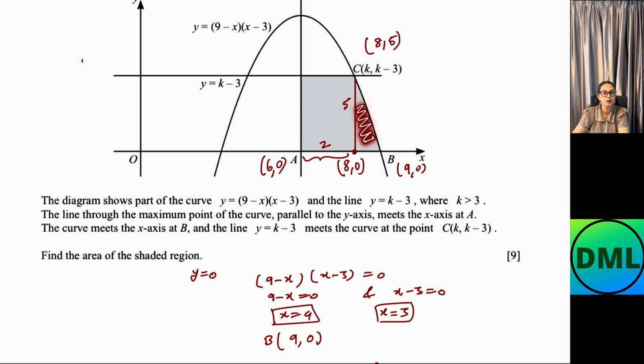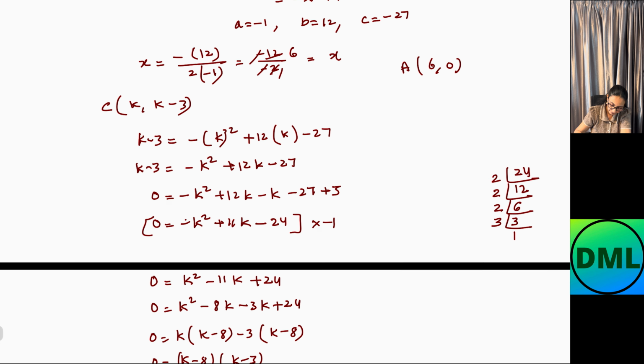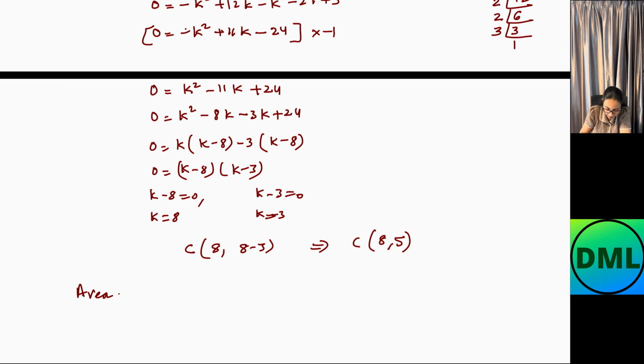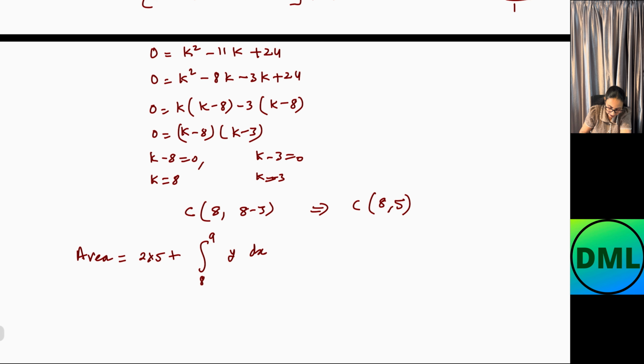That means I need to integrate my curve from 8 to 9. Let's integrate my curve from 8 to 9 here. Area will be written as 2 times 5 plus integration from 8 to 9 my curve y dx. This will be equal to 10 plus integration of 8 to 9. y is given as minus x square plus 12x minus 27. I need to integrate this in terms of dx here.